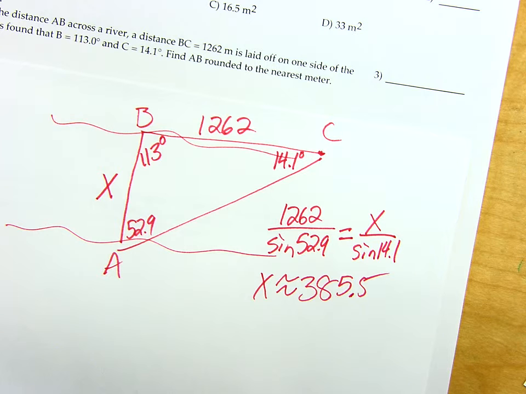385.5. I did everything right. I just had sine of 53.9 instead of 52.9. Oh, yeah. I'll give you 2 back. How's that?